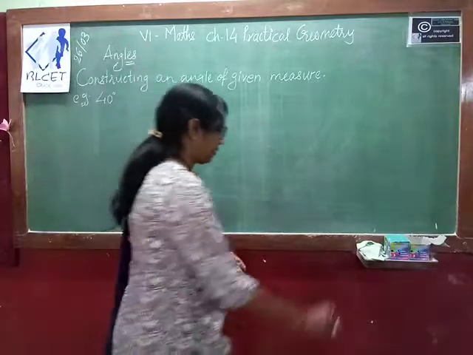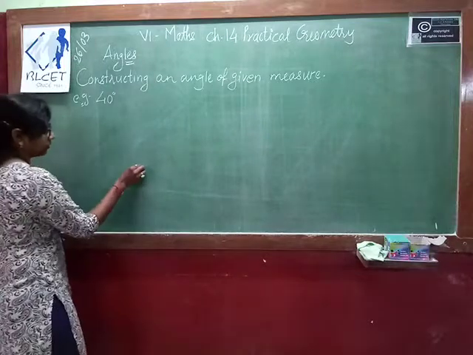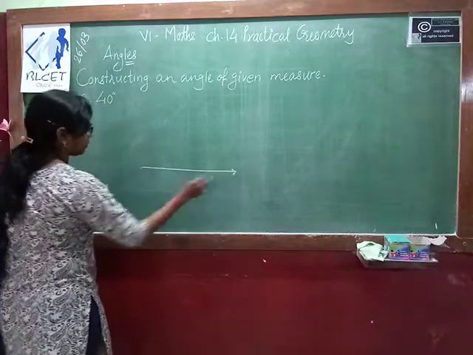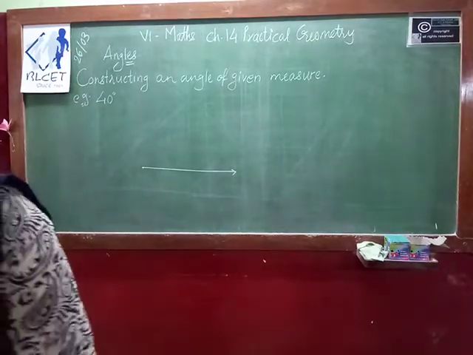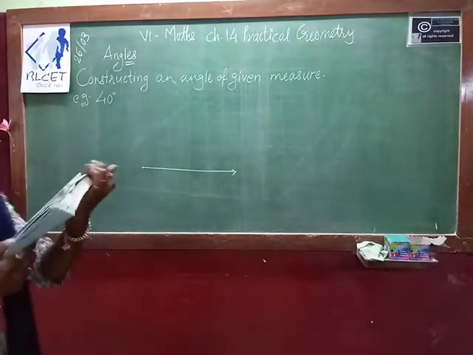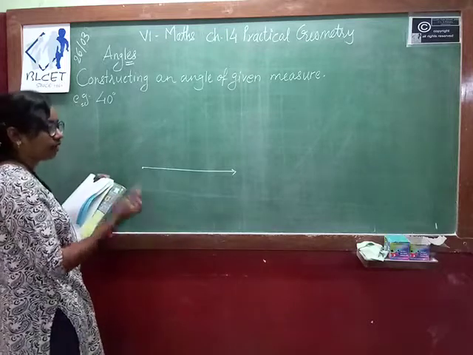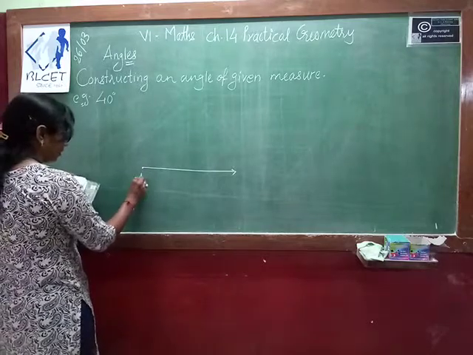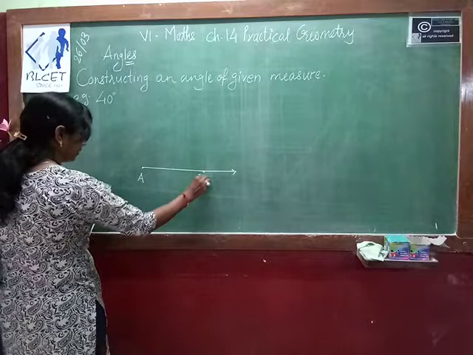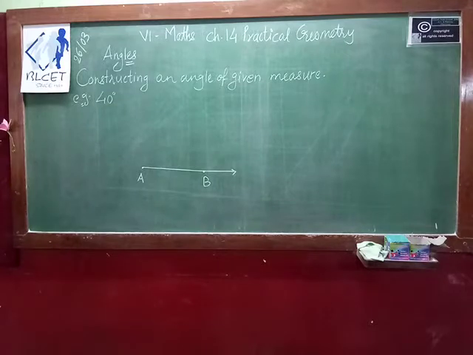How can we construct it? First we have to draw a ray. Suppose we name it, any name you can give it. You can draw a ray, you can draw a line, you can draw a line segment. Okay, so here I have drawn a ray AB. Now here at A I have to draw the angle of 40 degrees. So what will I do?